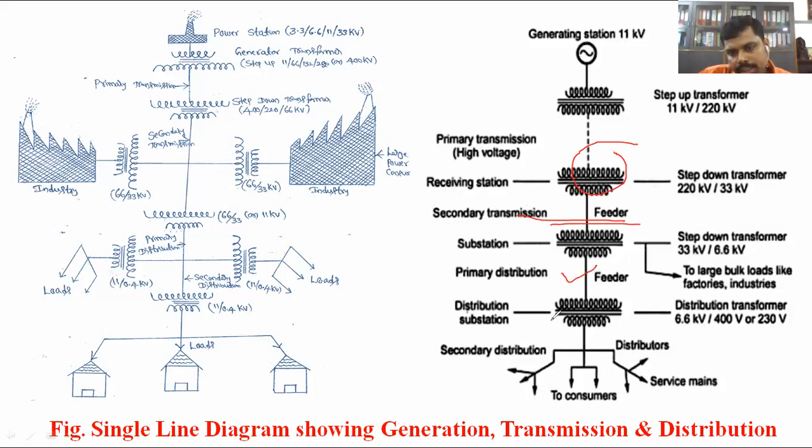Again, the distribution lines are classified into two types: one is the primary distribution line, the other is the secondary distribution line. Again, based upon the operating voltage, they are classified as primary as well as secondary. In the primary distribution line, the operating voltage is 11 kV, connected to the medium industrial consumer. The secondary distribution system is 440 volt, used for domestic and irrigation purposes.